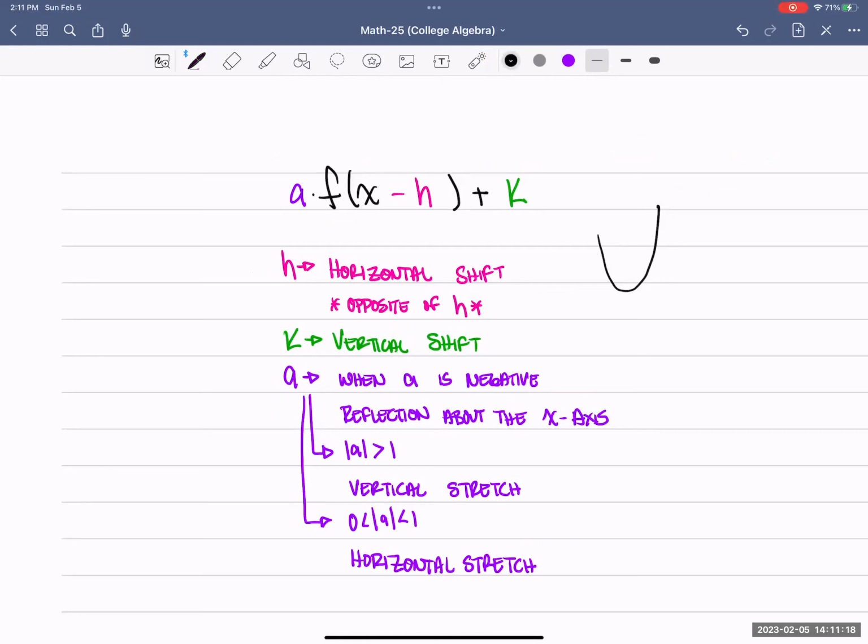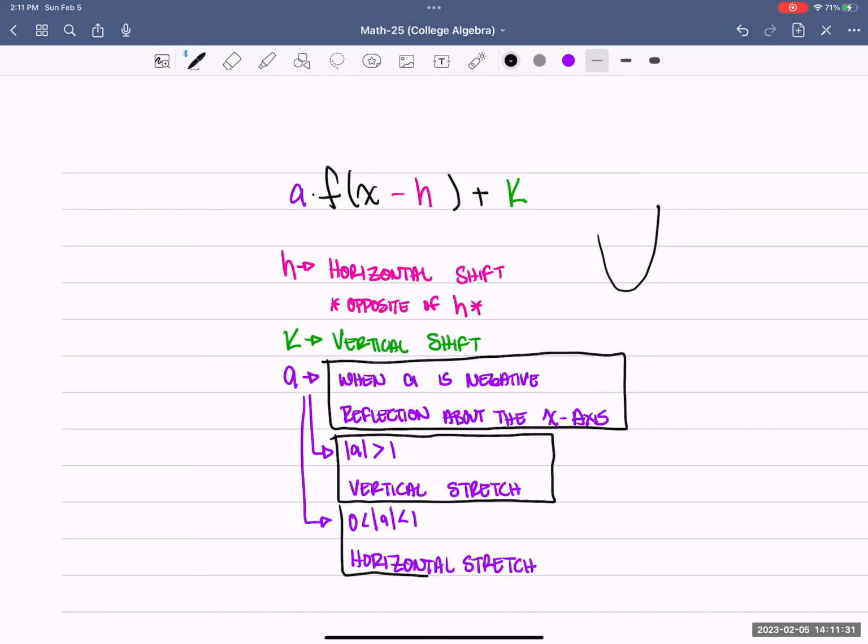And just to kind of group things together, these two are matched here. These two are matched here. And lastly, these two are matched here.